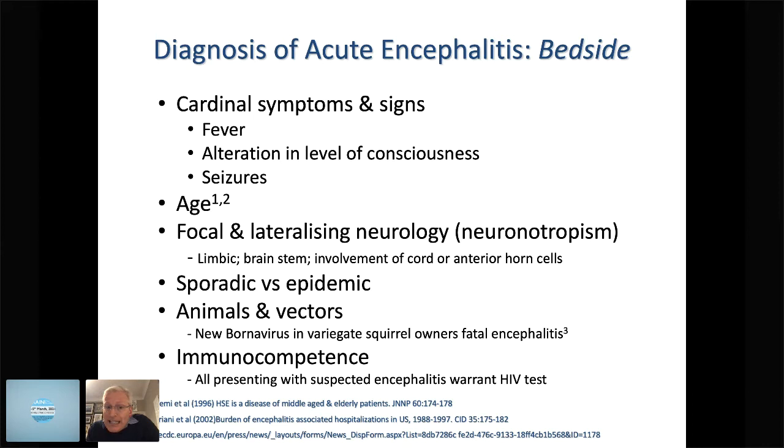There are sporadic and epidemic causes. Herpes simplex is sporadic. Enteroviruses more common in the summer and autumn. History taking is key. We need to know what exposures the host has had. Have they had contact with animals, vectors such as mosquitoes and ticks? And it's critically important to think about the immunocompetence of the person in front of you. Every patient presenting with suspected encephalitis warrants an HIV test.